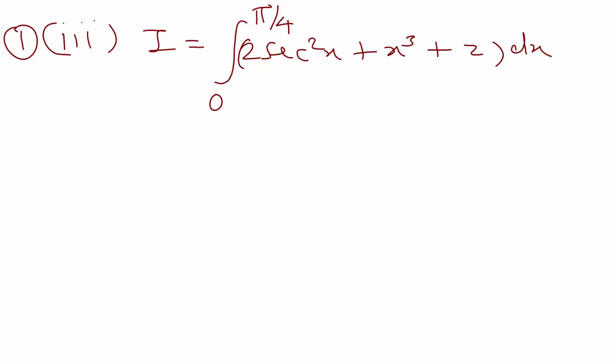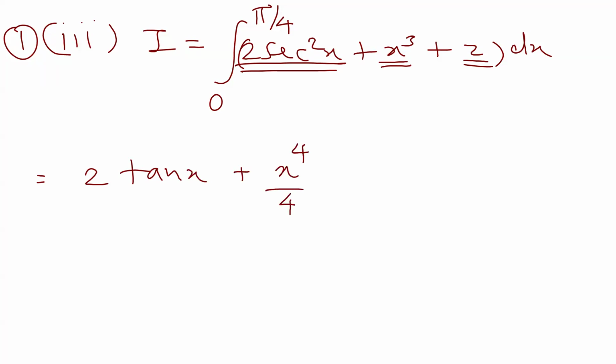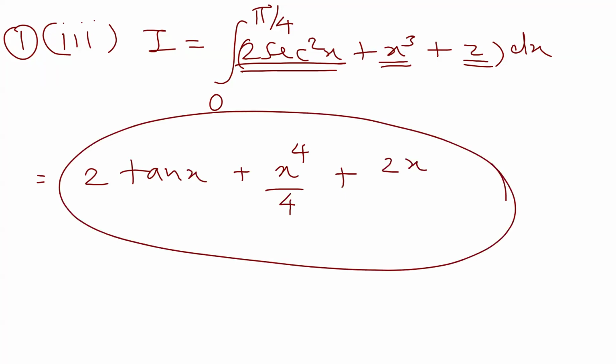So now individual integration, because there is a plus sign in between. So this is equal to 2 tan x. Sec square x integration is tan x. X cube integration is x raised to 4 upon 4. And integration of 2 is 2x. Are you aware of this? This does not require any knowledge of definite integrals. Do you have any doubts in this? Please tell me. Is this part clear?